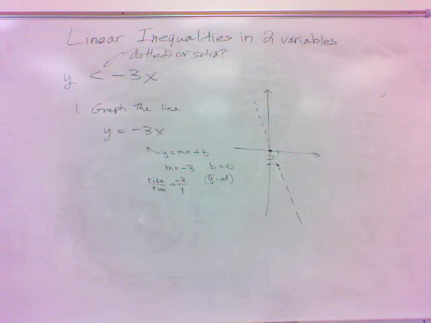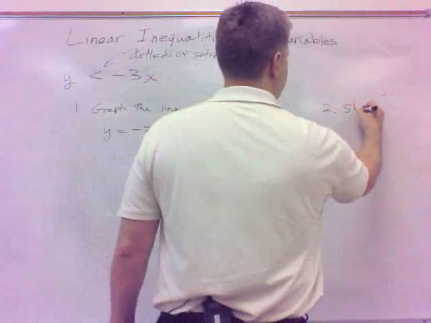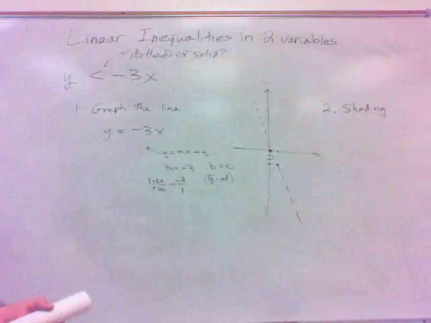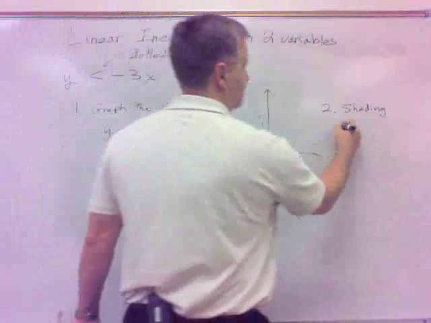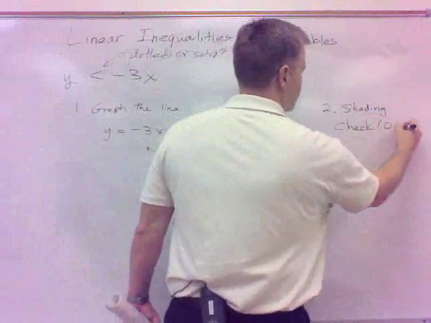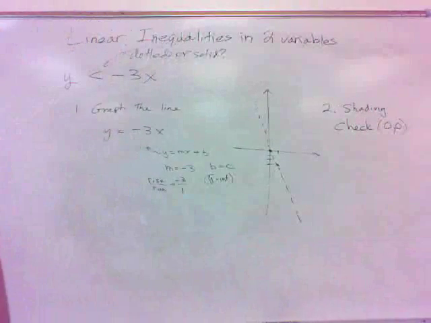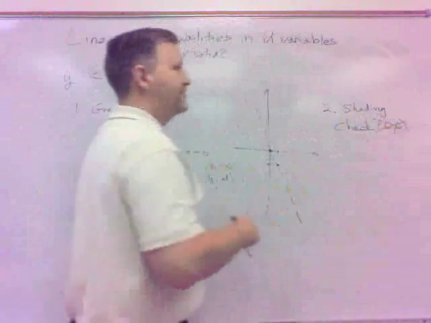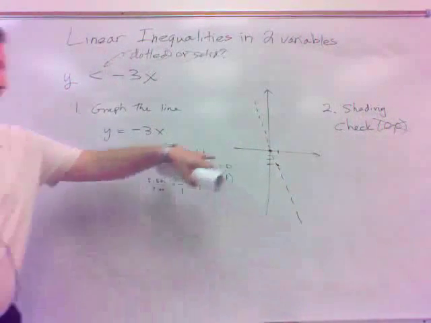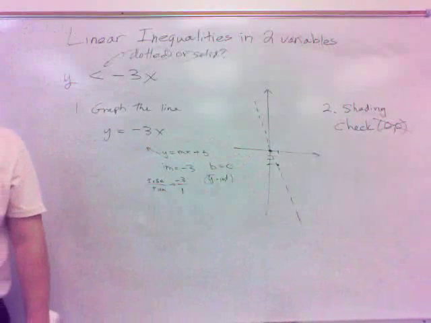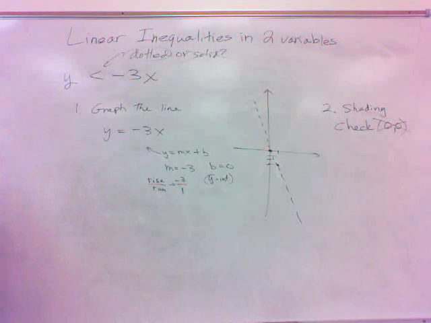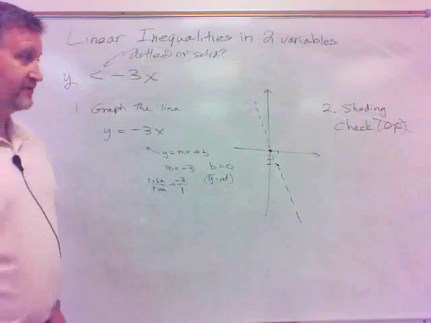All right. What's left? Shading. Which really amounts to just checking one point. Now, why could I not use 0, 0? It's on the line, yeah. When you check the shading, you want a point not on the line. 0, 0 happens to be on this line, so we can't use 0, 0. No, we have to use some other point not on the line, and that's totally up to you.